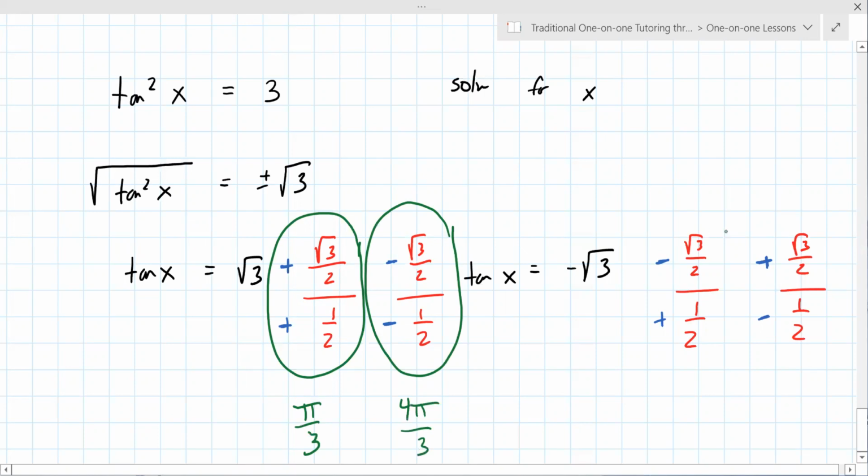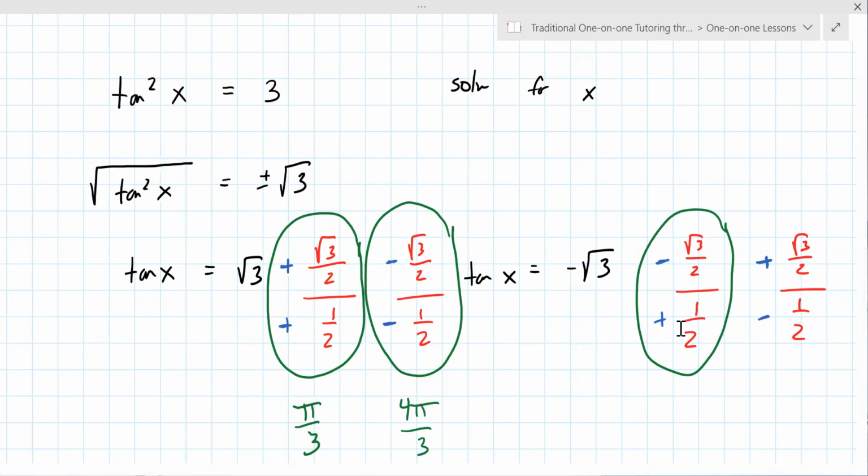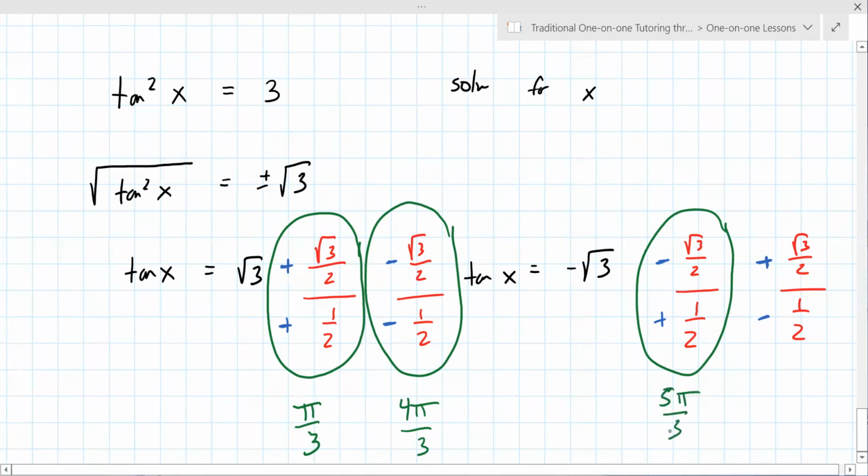Okay, and then the next one here is where the y value is negative, but the x is positive. 11 pi over 6. Oh, that's the flip. Yeah, 5 pi over 6, that's 5 pi over 3. Oh, okay, because it's y over x. Y over x.